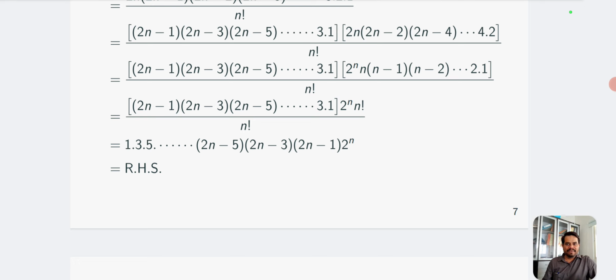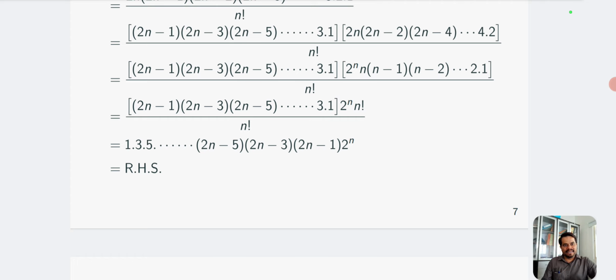So in this way we will prove the result (2n)! / n! = 1 × 3 × 5 × ... × (2n − 1) × 2^n. Yes, so I think you have understood the definition of a permutation very well, and we will illustrate here some examples and one result on this definition.